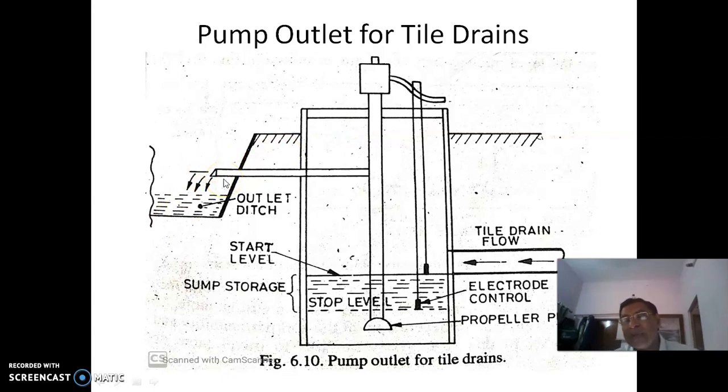So these are the various mechanisms. Then we will come back again with the video again and the tile drain layout. I will stop here. Thank you very much.